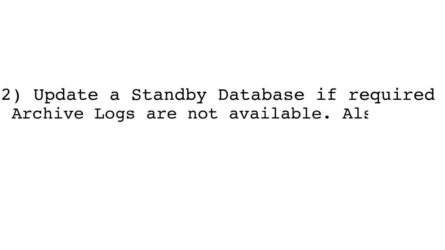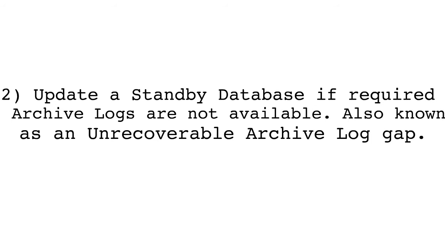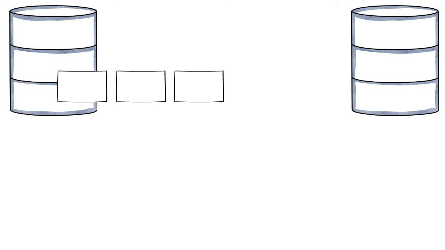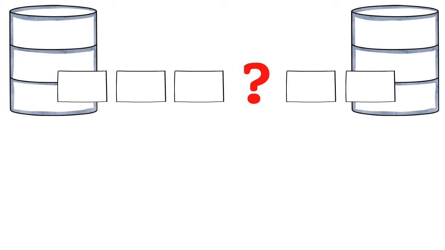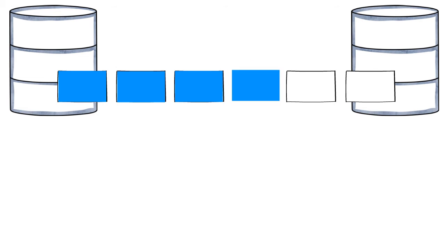2. To update a standby database if required archive logs are not available, also known as an unrecoverable archive log gap. If for some reason archive logs were lost before being sent to the standby, for example due to hardware corruption or accidental deletion of archive logs, the result is an unrecoverable archive log gap. This means the standby cannot be recovered past this point due to the missing redo information. In this instance, you can use the sync feature to ensure your standby is brought up to date with the primary.